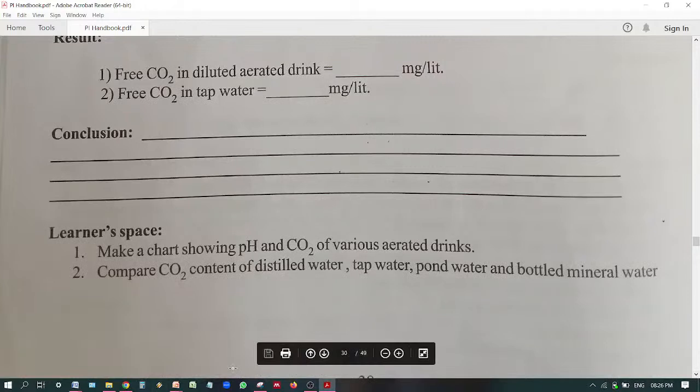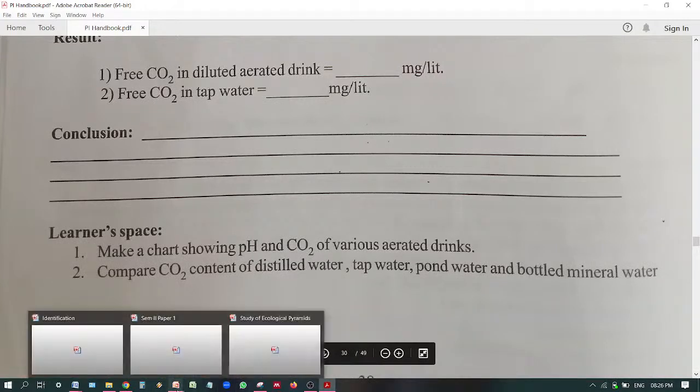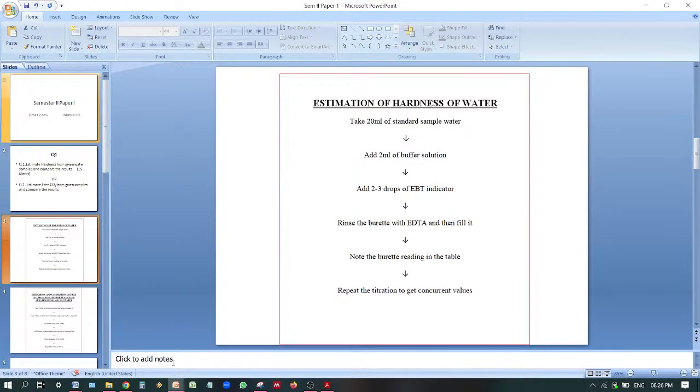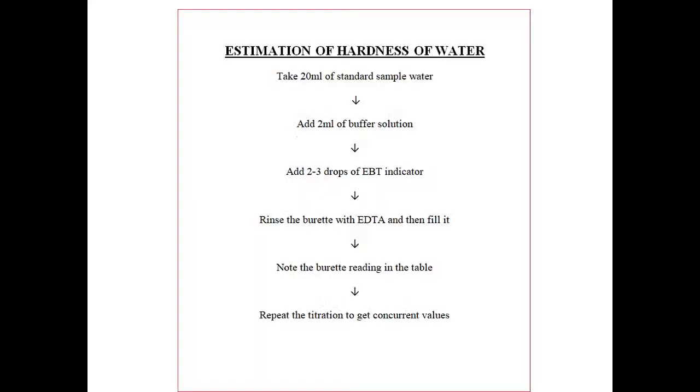So this is all about performing the practical. Let us move on to the next question. Students, let me know if you feel I am going very fast or you have any doubt.